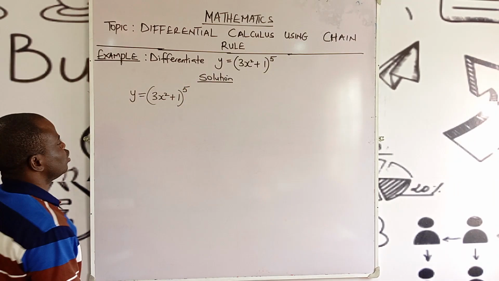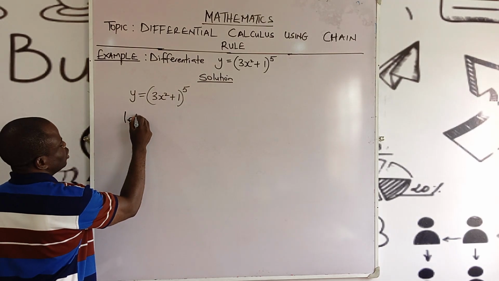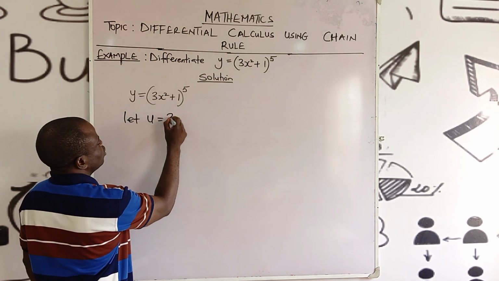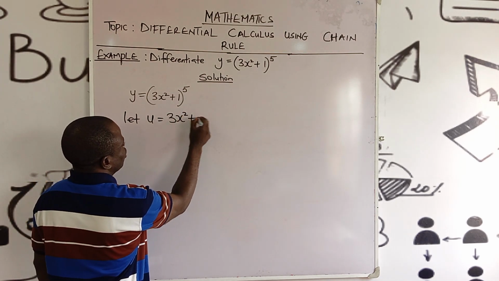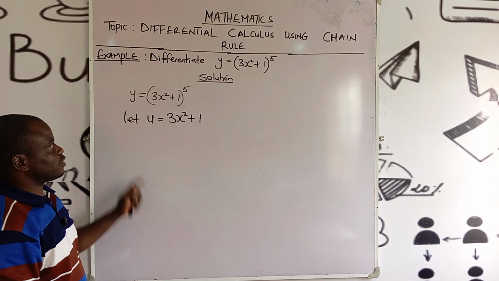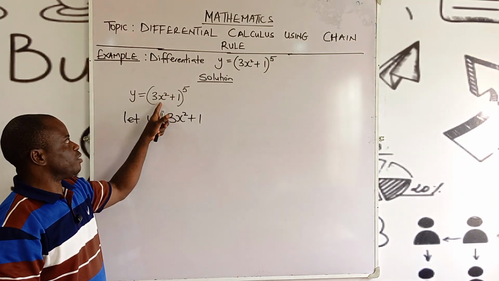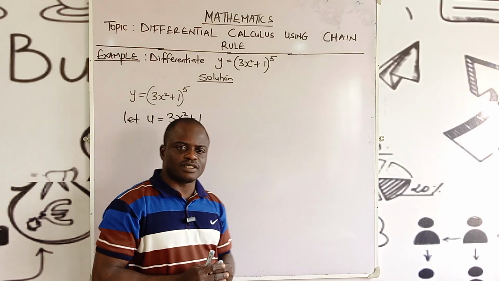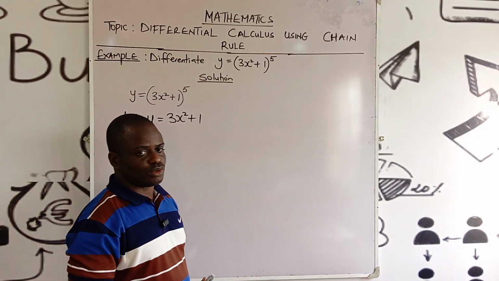First thing to do is to say let u equals what's in the bracket. Let u equals 3x squared plus 1. That's the first thing to do. You represent what's in the bracket with a letter. Now, in my own case, I'm representing what's in the bracket with letter u.